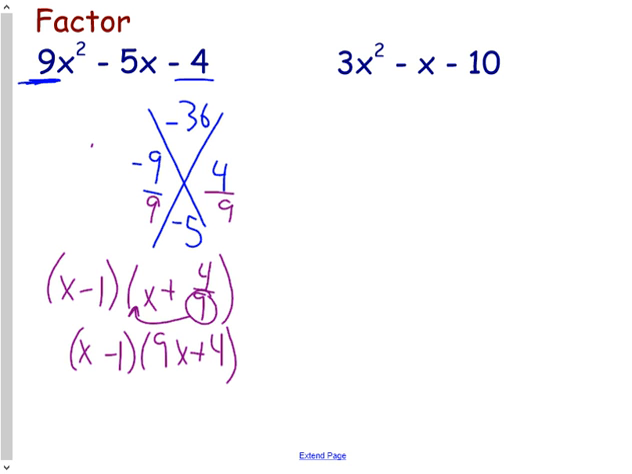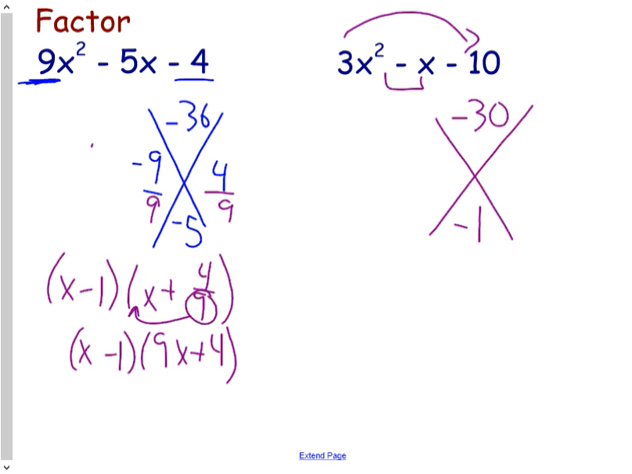Second answer to check, 3 times -10 is -30, adds equal -1. The numbers I get are -6 plus 5, and we're dividing by the 3 in front. That's where that 3 comes from. And minus 2 on the left, so x minus 2, 3/5 on the right.